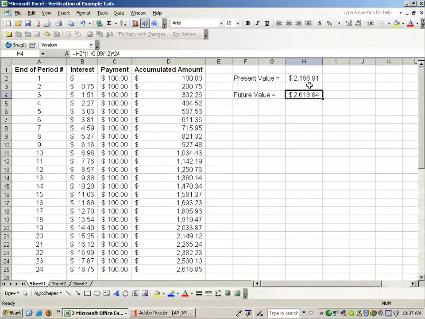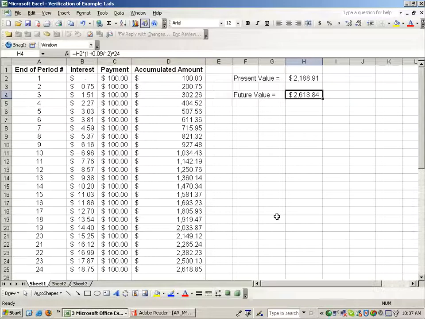Here's what we have verified. If you had a lump sum of $2,188.91 and you put it in an account that earns 9% compounded monthly, after 2 years you would have this much in the account. Or if you decided to set up an annuity such that you deposit $100 at the end of each month for 2 years in an account that earns 9% compounded monthly, you end up with $2,618.85. So that's what I meant earlier.